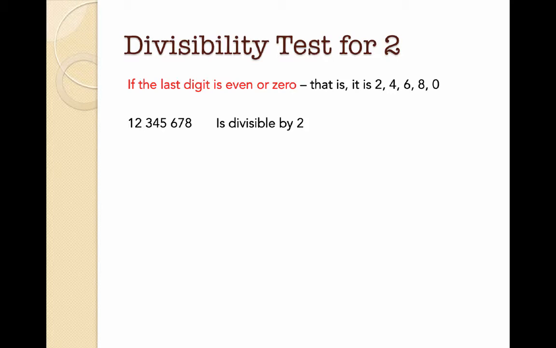12,345,678. It is not arbitrary. I didn't just pluck those numbers out of the air. It is 1, 2, 3, 4, 5, 6, 7, 8. Now this number is divisible by 2 because the last number is an 8. Now, if I wanted to change this into a number that wasn't divisible by 2, I could just change the last number, and I've changed it into a 9. This number, 12,345,679, is not divisible by 2. But you already knew that, didn't you?